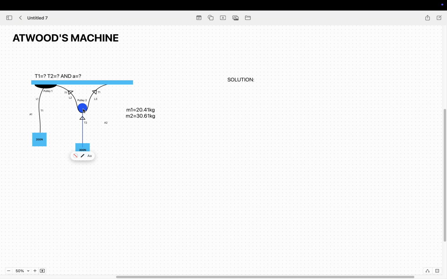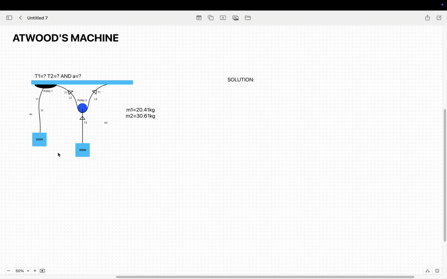Because it is said in the question that pulley 2 is portable and movable. It's moving, right? Due to the 300 Newton, it's moving, and pulley 1 is clamped to the ceiling, so it can't move. It's still, but pulley 2 is portable. So we have to assume an acceleration. We still don't know in which direction the acceleration will go.